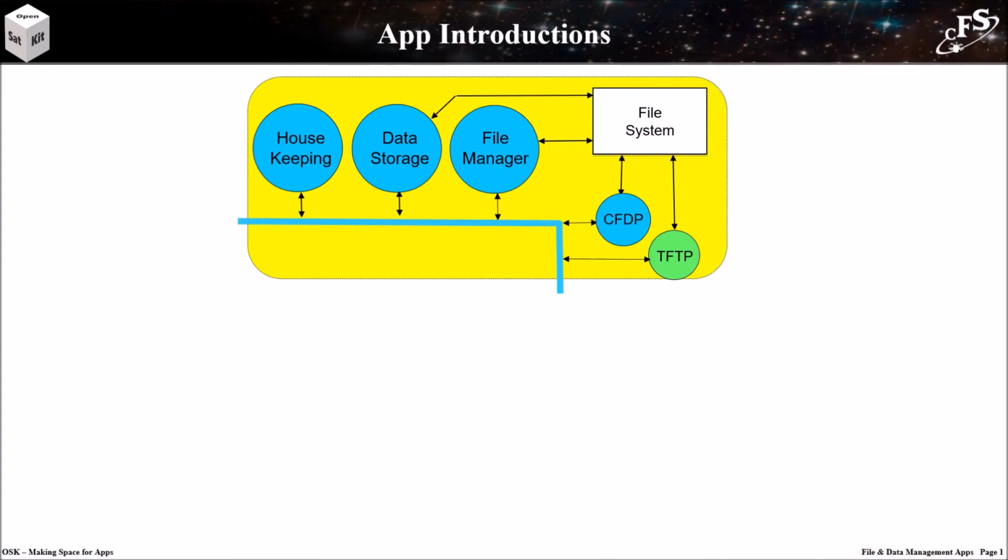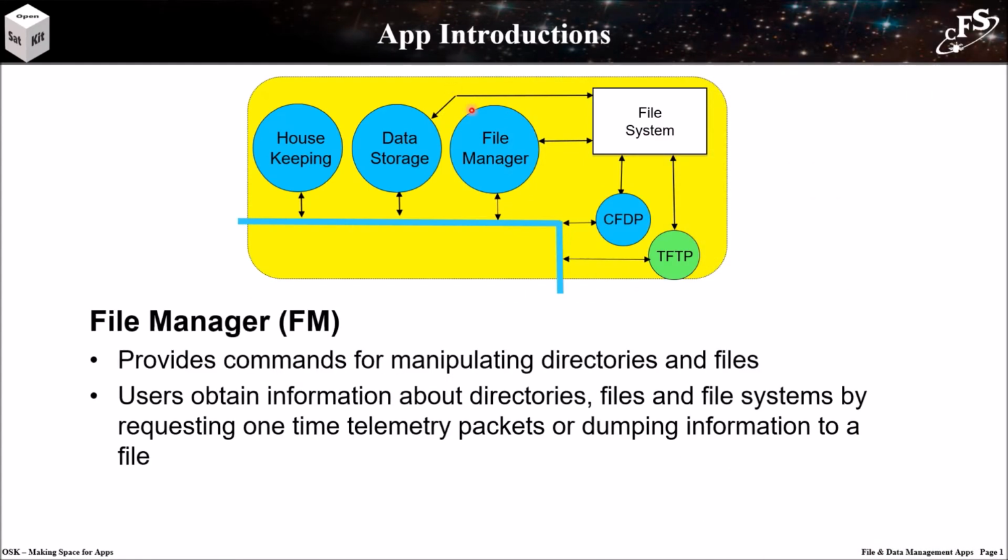There are 5 apps in the Data and File Management group. File Manager is like the Windows Explorer ground interface. It provides commands for manipulating directories and files, and it allows users to obtain information about directories, files, and file systems by requesting one-time telemetry packets or dumping information to a file.